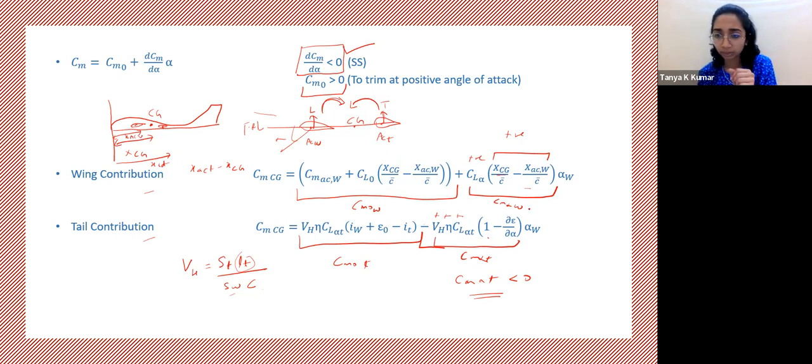So according to the equations, this is greater than 0, so it is not contributing towards stability. This is less than 0, so it's contributing towards stability. These are the main implications of these equations.